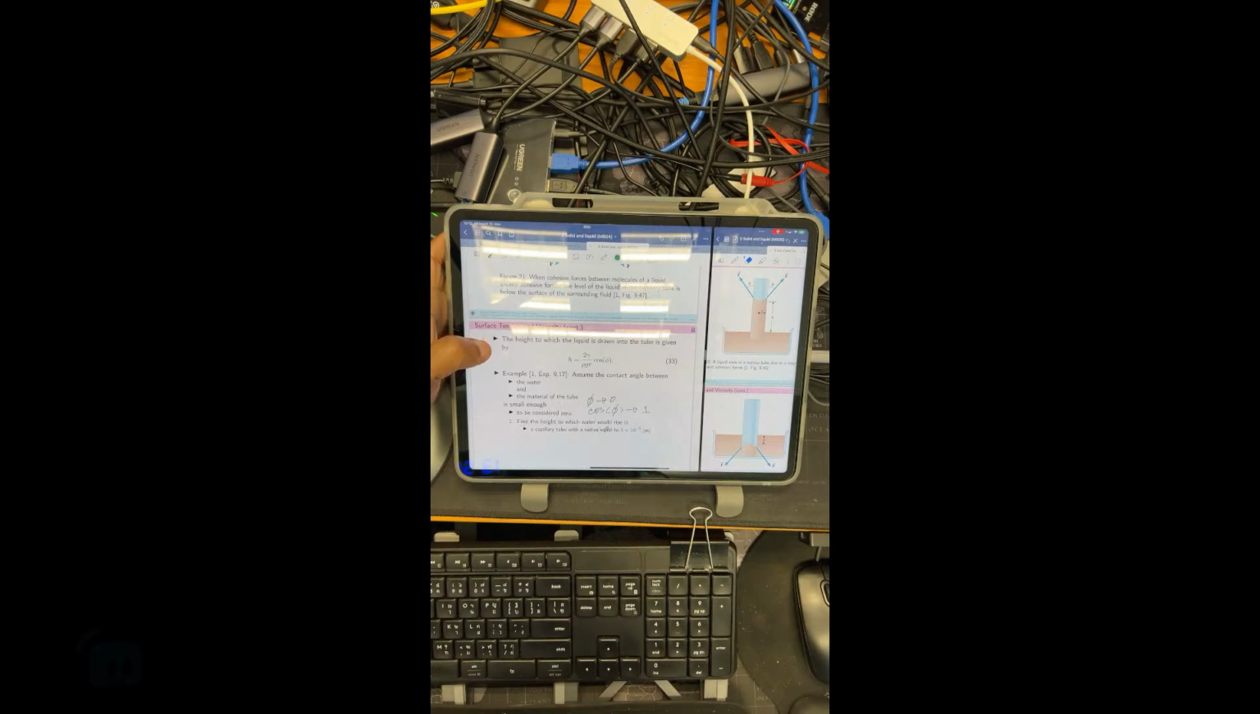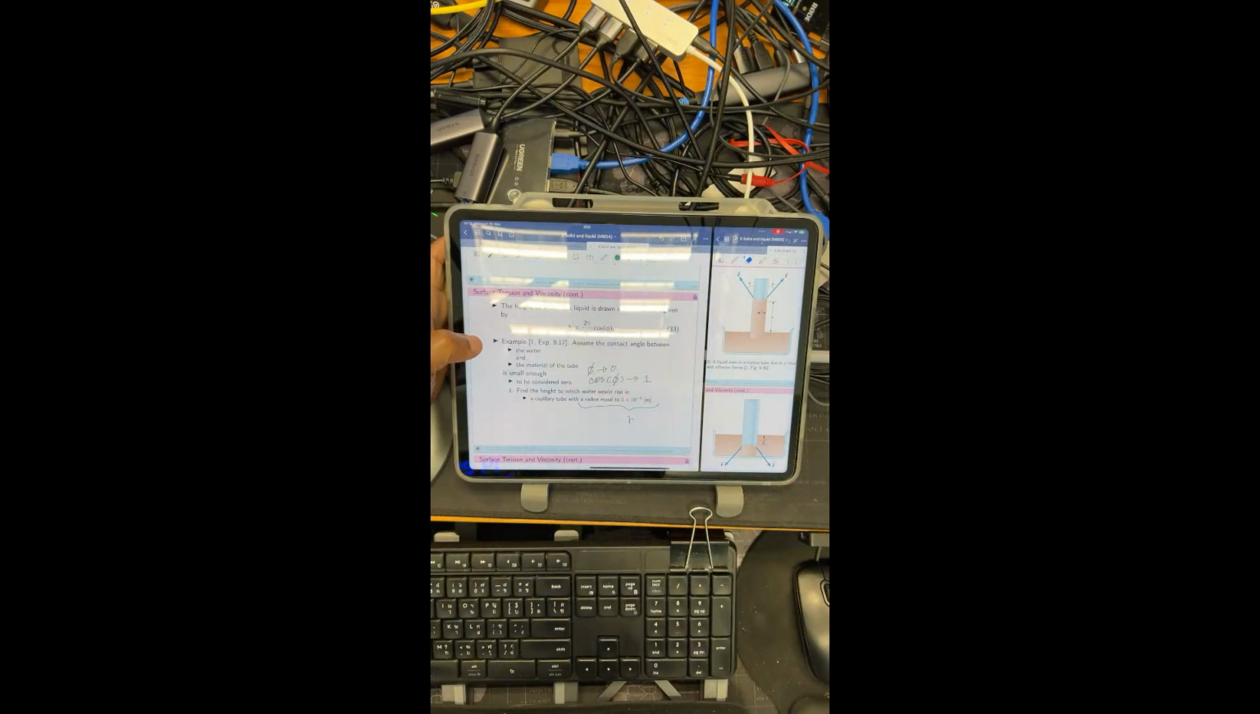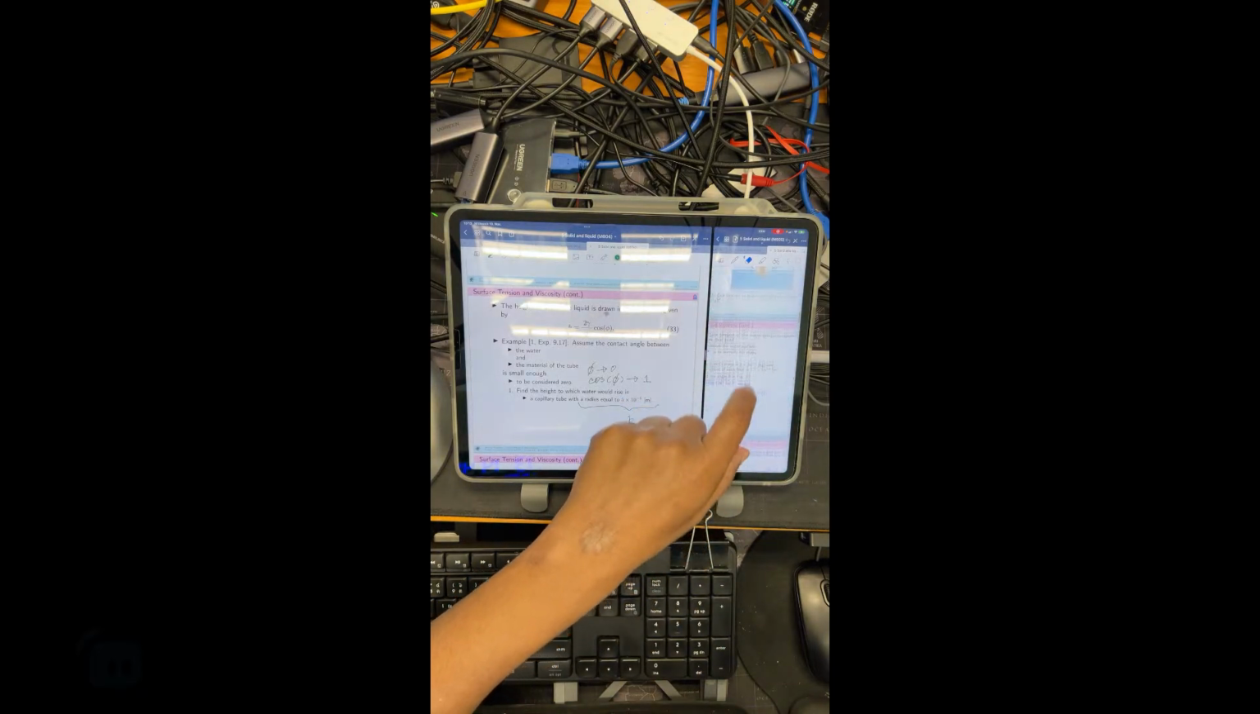Find the height to which water would rise in a capillary tube with radius equal to 5 times 10 to the negative 5 meter. This is r in this figure, measured from the center of the capillary tube to the wall of the capillary tube. We know r, we know g, and rho is the density of the water. Gamma is what we still don't know, but we can find it from the table.